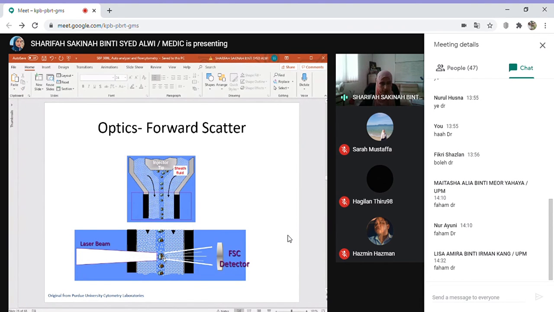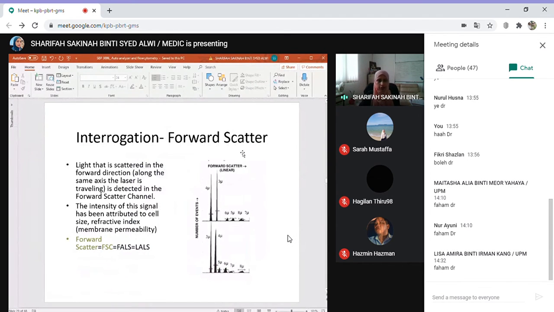So when it passes through the laser beam, can you see the detector, where it will catch all the light? Then what happens next is at the electronic part, where it will convert whatever light has been caught into a scatter plot. Easy, right? So, interrogation, forward scatter.